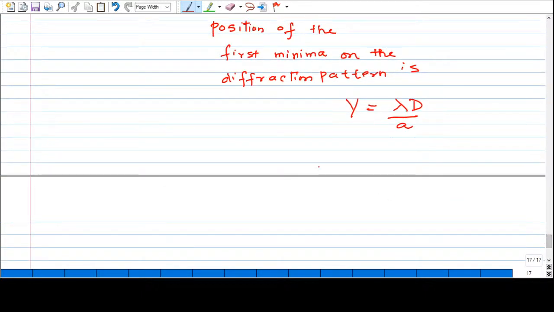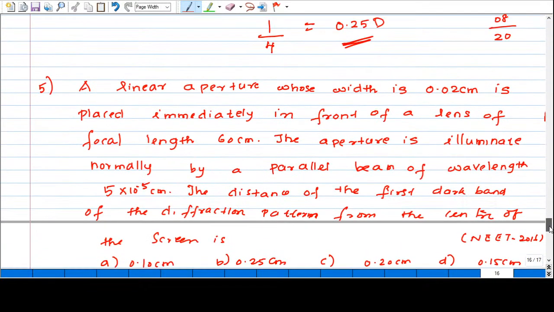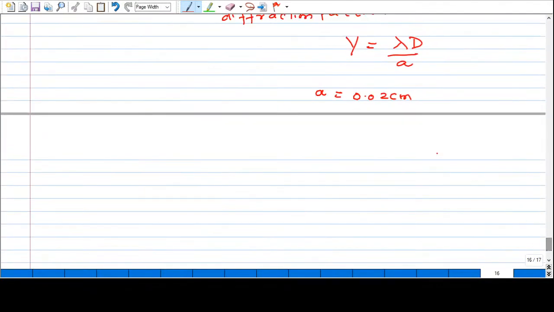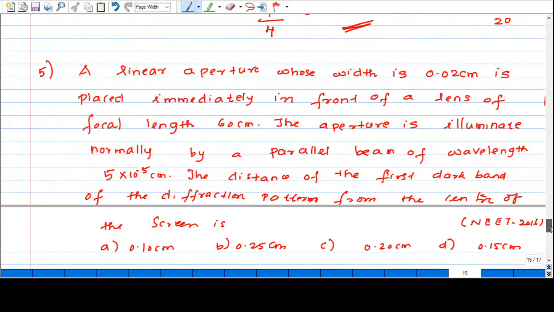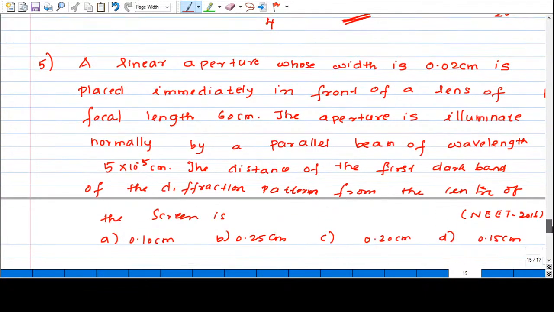See, from the given question, small a has been given as 0.02 centimeter. If you study the question, you can find the aperture, the first line, 0.02 centimeter. You can convert this into meter, and we get 2 into 10 power minus 4 meter. Then the value of capital D has been given as 60 centimeter. See there, it has been given very clearly as 60 centimeter.